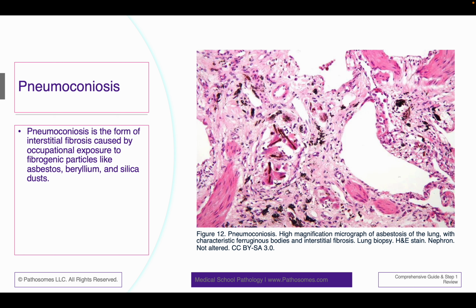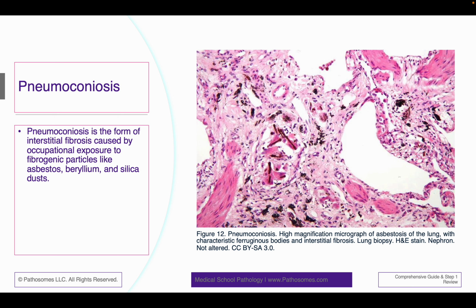And again, we're talking about idiopathic pulmonary fibrosis or interstitial lung diseases, right? But now let's move on to something that is very high yield because it's so classic. I'm talking about pneumoconiosis. Now, pneumoconiosis is a form of interstitial fibrosis that's caused by occupational exposure to fibrogenic particles like asbestos or beryllium or silica dust, right?